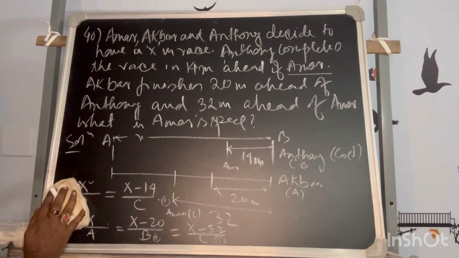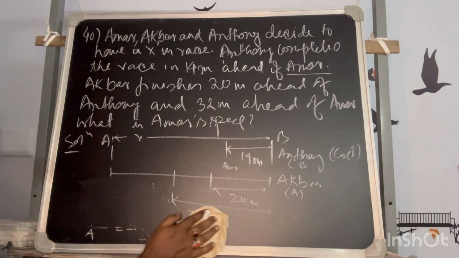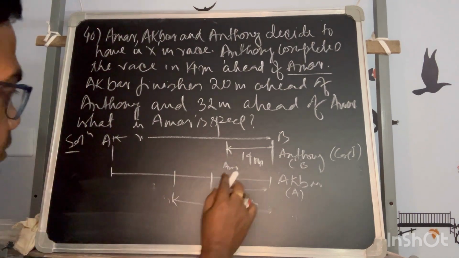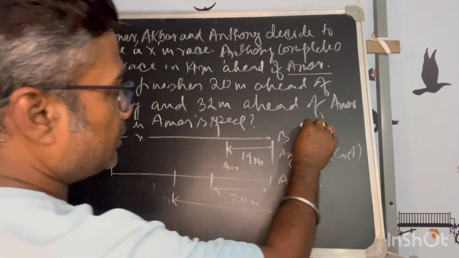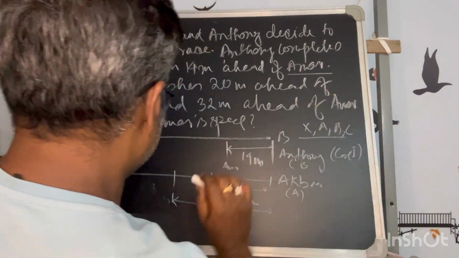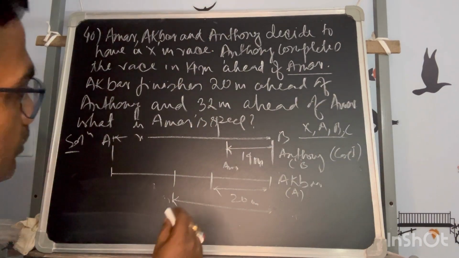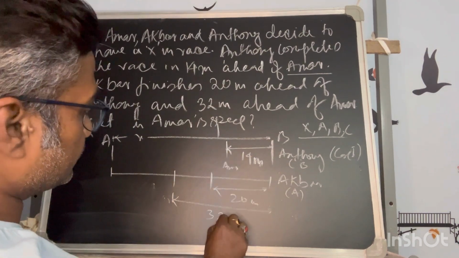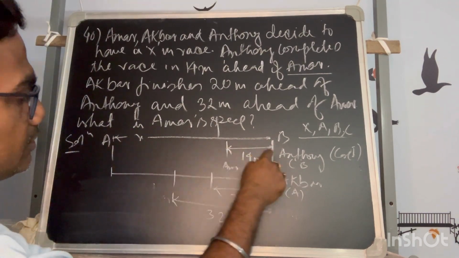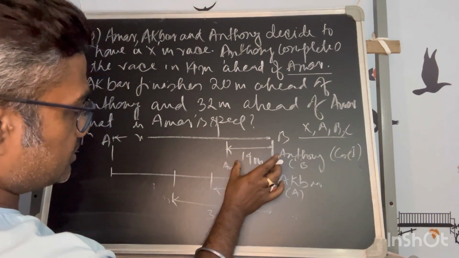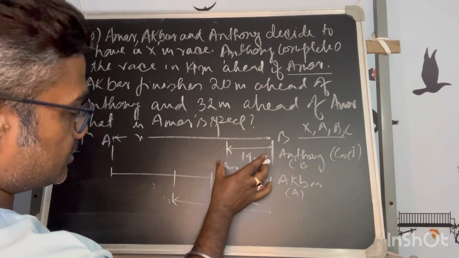This is one process, or the other process can be thought of like this. Just follow me. This is the first process by which you can solve for X, A, B, C. Second process, you think in a different way. This is your 32. Now see, in the first position, when Anthony reaches X distance, Amar is reaching 14 less.